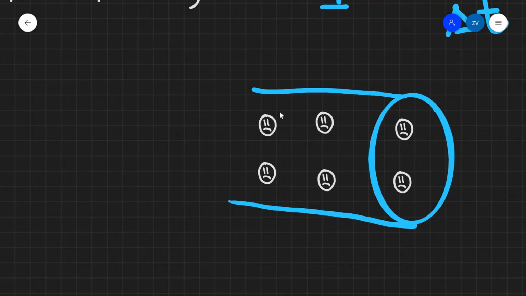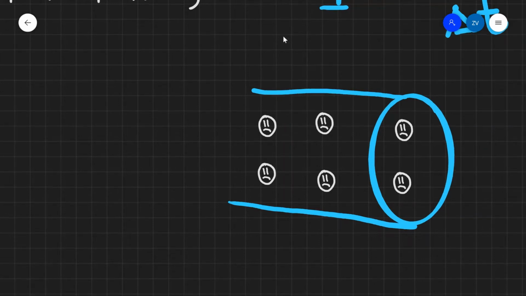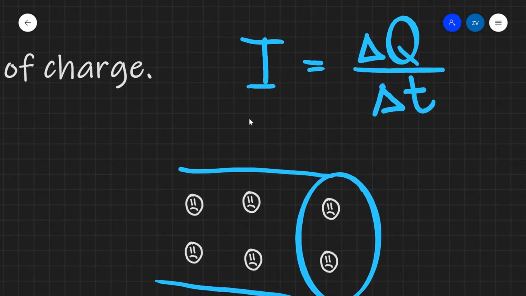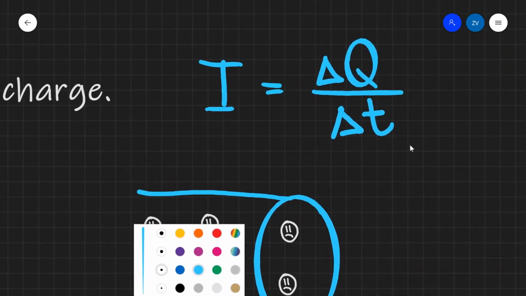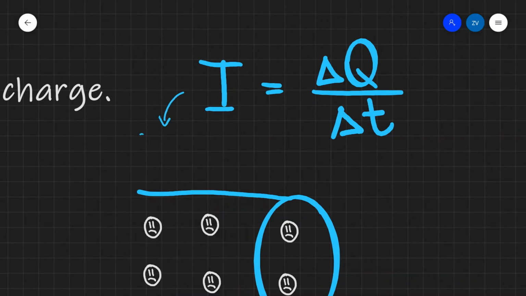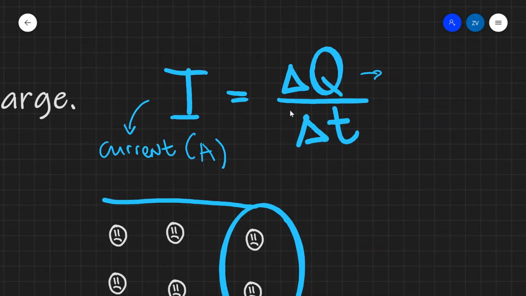Every time we're talking about the rate of change of something in physics, we're actually dividing by time. And this is the equation for electric current. In this particular equation, I stands for the current, and this is measured in amps. Q, or delta Q, is our change in charge. In other words, let's say in 1 second, how many electrons have passed through one cross-sectional slice of a wire.